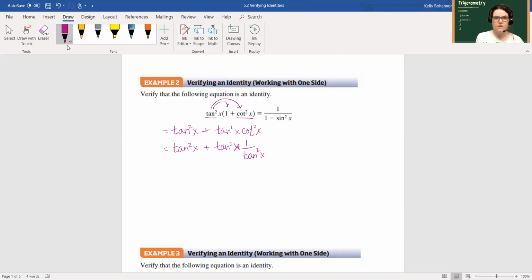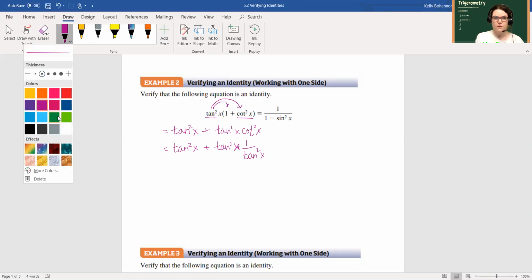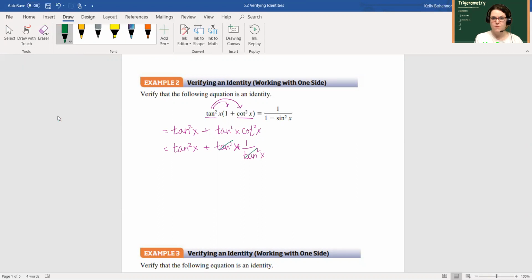That's my second step. All right, so we have a tangent squared that's on top and a tangent squared that's on bottom, so that becomes 1. So now I have tangent squared x plus 1, and that should set off bells in your head. Ding, ding, ding. This is a Pythagorean identity.